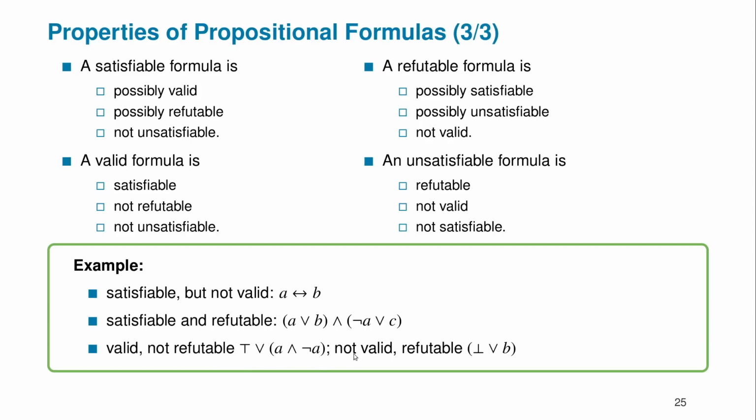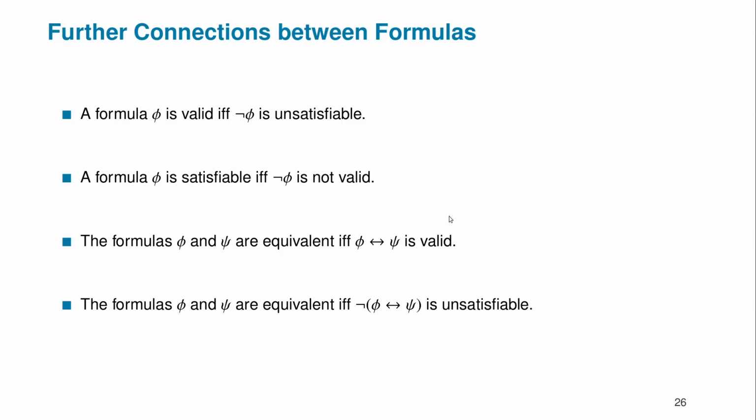And then we have a formula that is not valid and refutable. We have bottom or B, and we can find an assignment that is a counter model when we set B to false, and therefore it's refutable, but in fact we could also make the formula true by setting B to true. Yeah, and these are very important properties, and this gives us the following connections between formulas.